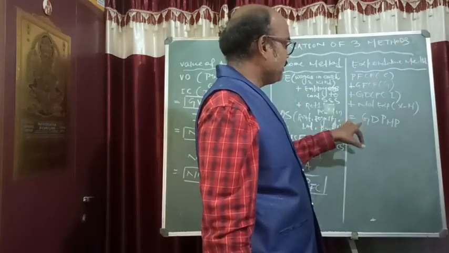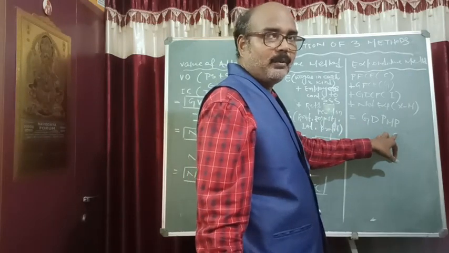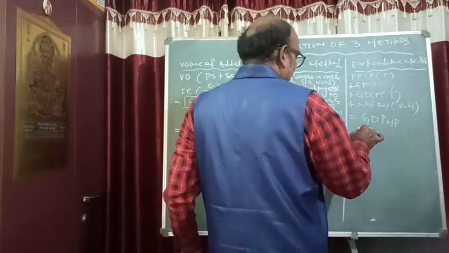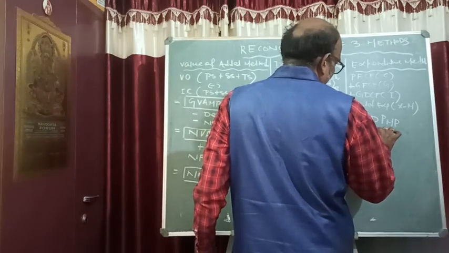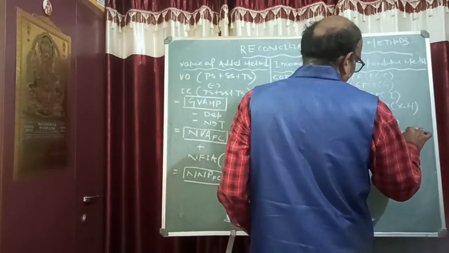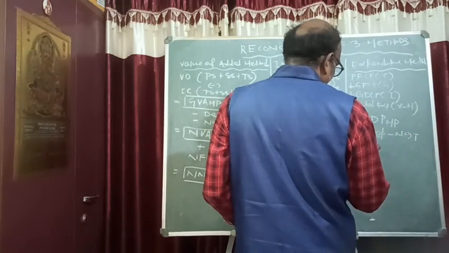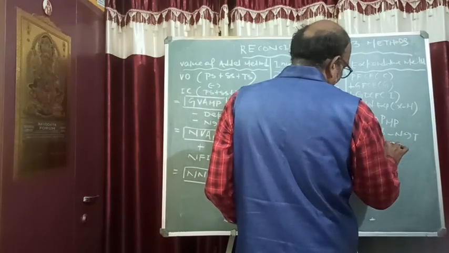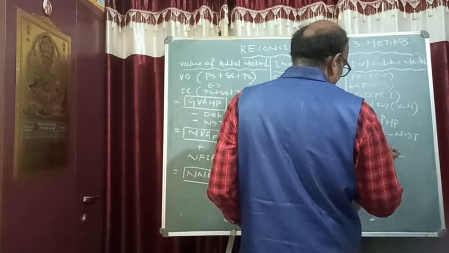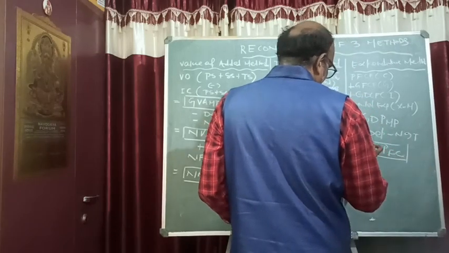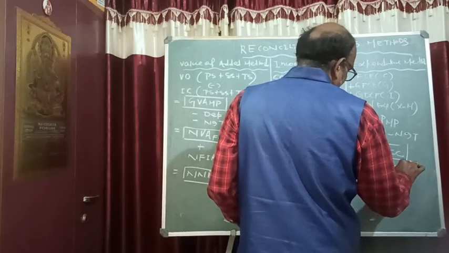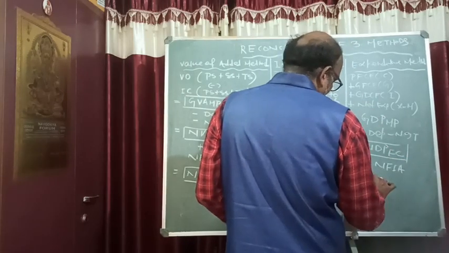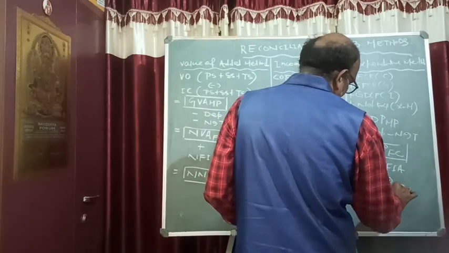So by adding these four components, we get what? GDPMP. Now from GDPMP, you deduct what? You deduct depreciation and you deduct NIT. You will get NDPFC. Now you add NFIA with this NDPFC, you will get NNPFC.